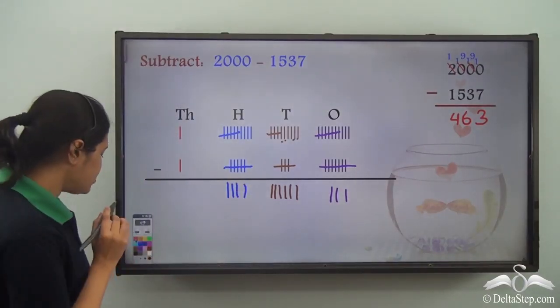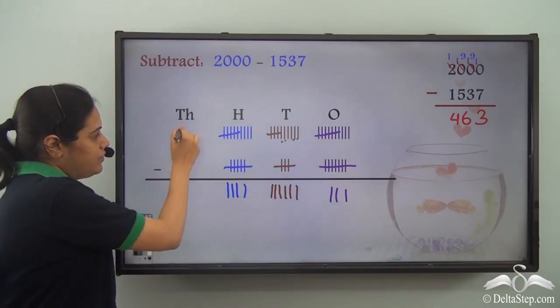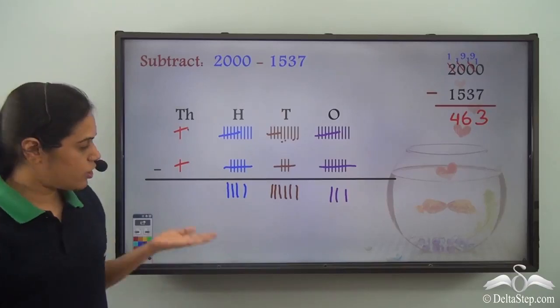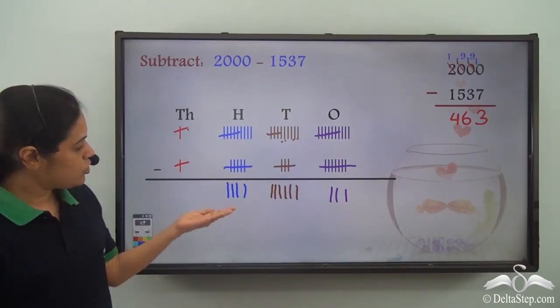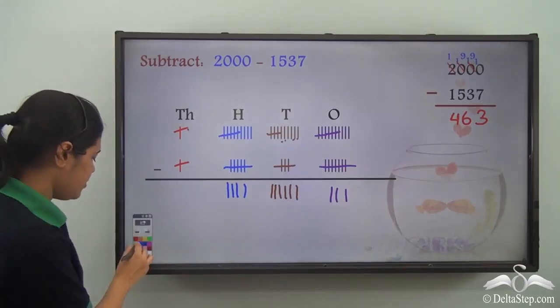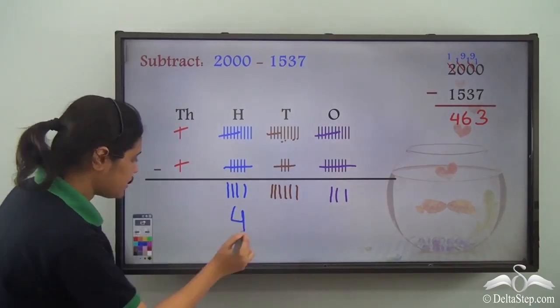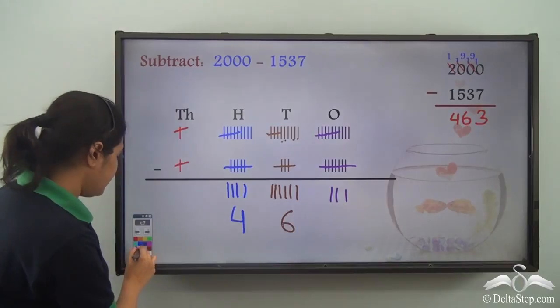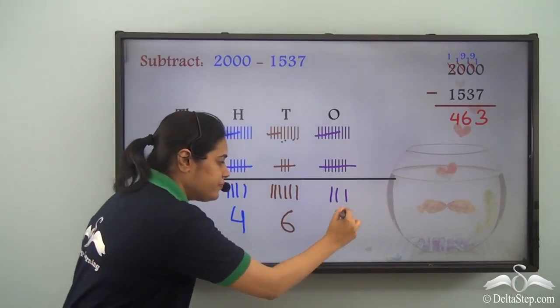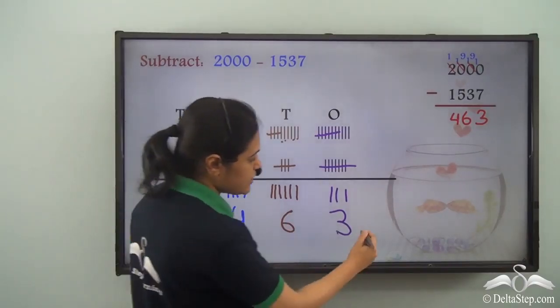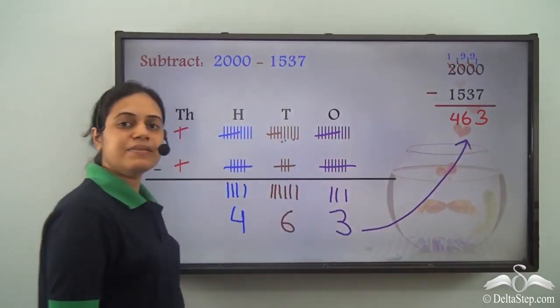In the thousands place, I have to take away 1. After taking away 1, I am left with nothing. So I don't write anything here. So what do I have here? This is 4. This is 6. And this is 3. 463. It is the same as this.